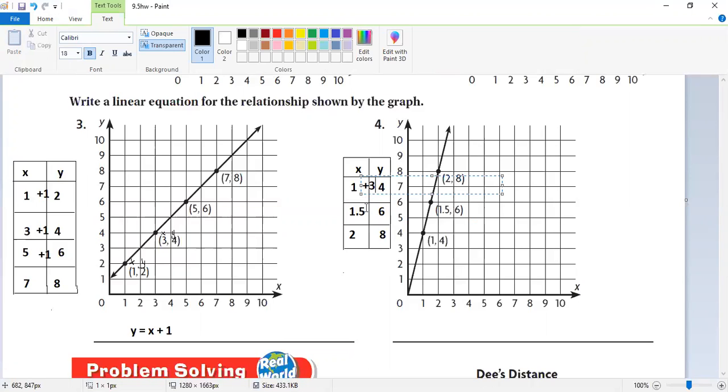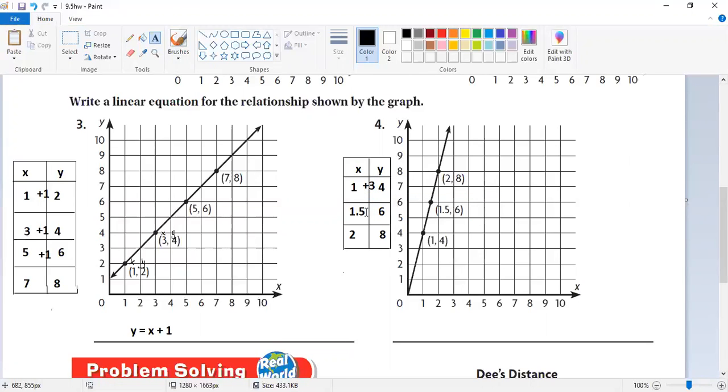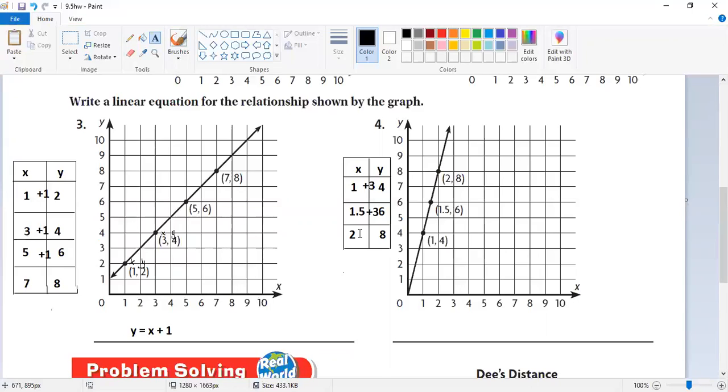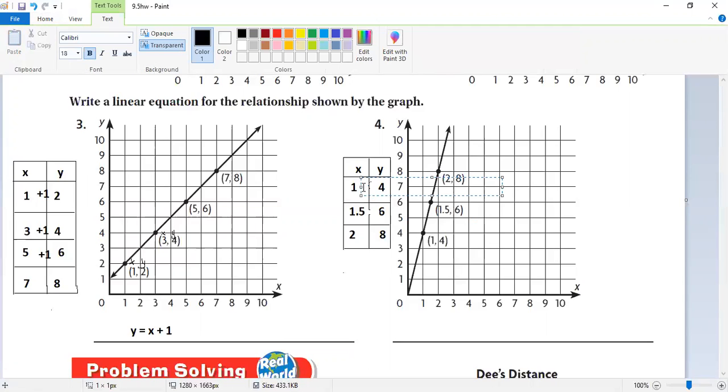Now if it is 1 plus 3, for everything it should be plus 3. So let's check if 1.5 plus 3 is 6? Is 2 plus 3 8? Of course not. Now when it's not, what do we do? If it's not plus, you have to check whether it is multiply. So let's check if it is multiply and find out whether we can find the pattern for this table. So 1 multiplied by what gives you 4? 1 multiplied by 4 gives you 4.